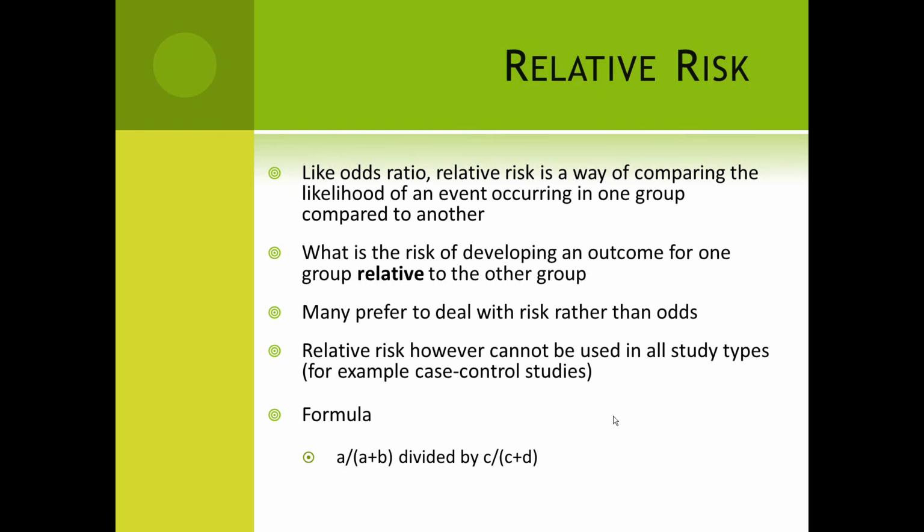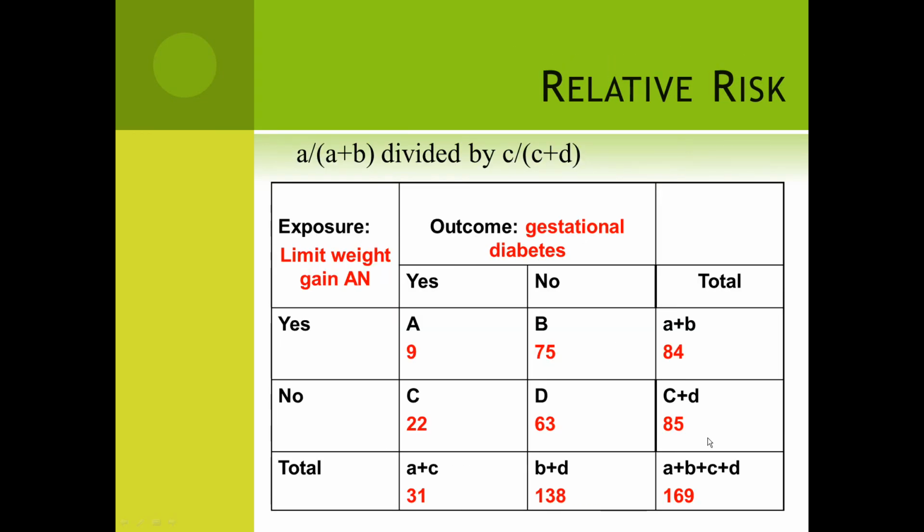So the formula is different, as you can see. A divided by A plus B now, instead of just B. And that's divided by C plus D. So the formula is different, but you read them in exactly the same sort of way. So we'll just work through another example here.